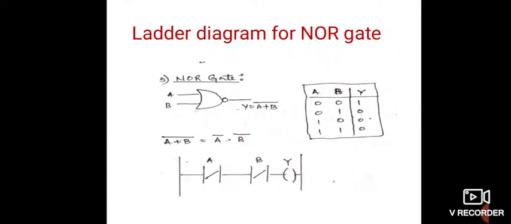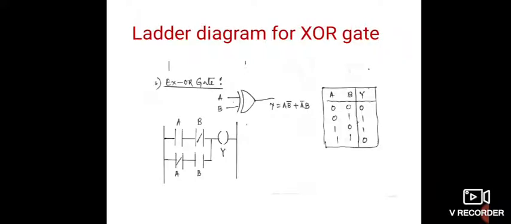Then for the NOR gate, the expression is Y equals (A or B) whole bar. By using De Morgan's theorem, (A or B) whole bar is converted into A bar and B bar, and then the ladder diagram is drawn as shown in the figure.